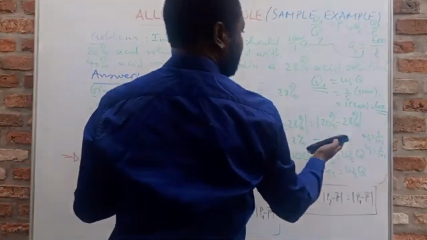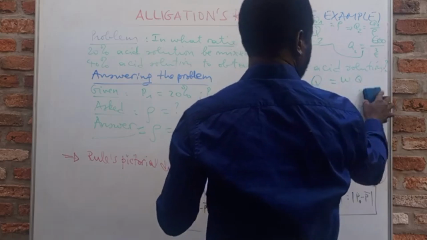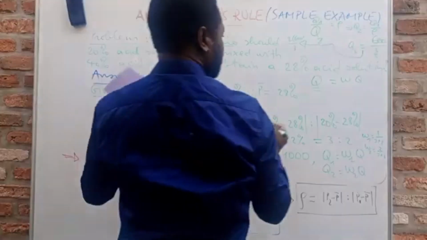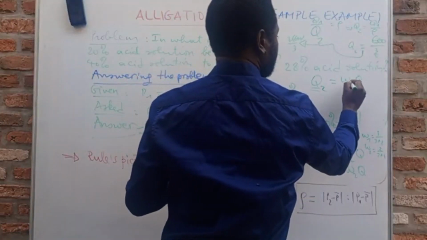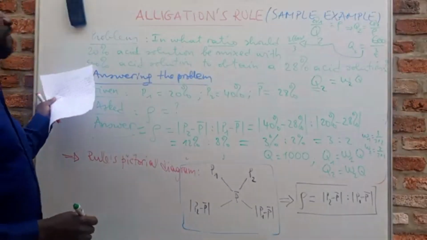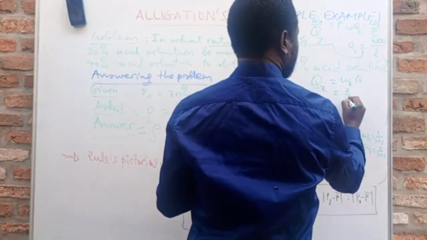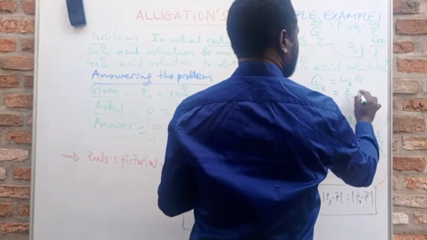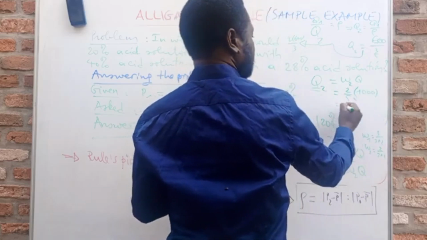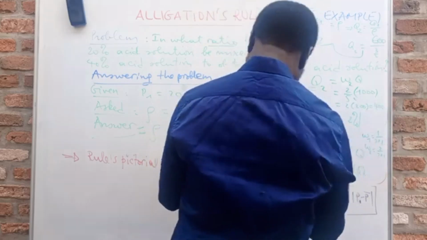Now let us calculate the second weight, the second quantity. So the second quantity is Q sub 2. So Q sub 2 is the quantity of 40% acid solution. So now it's going to be 2 over 5 times Q. Q is 1000, and it is 2 times 200, which is 400. Okay.